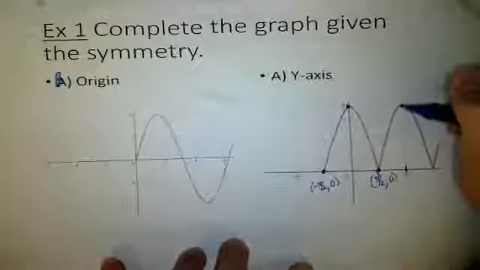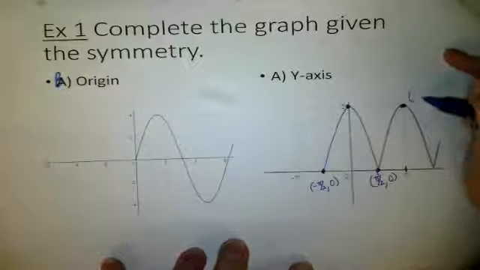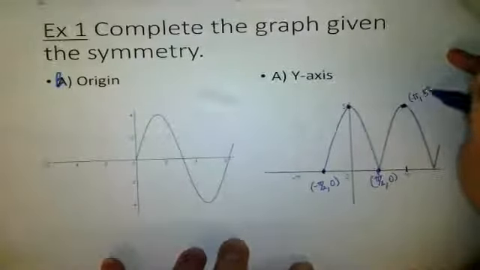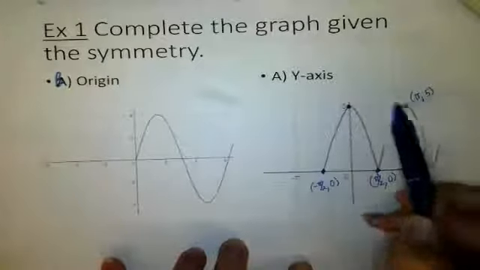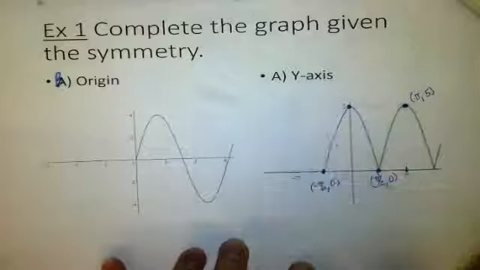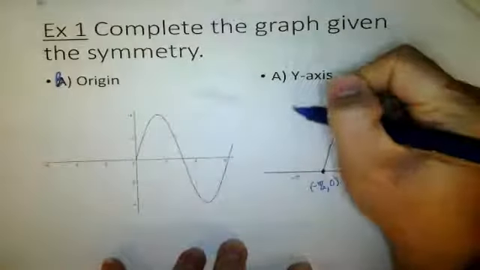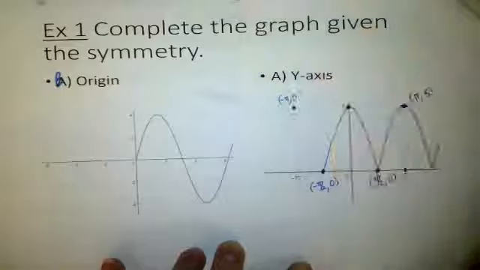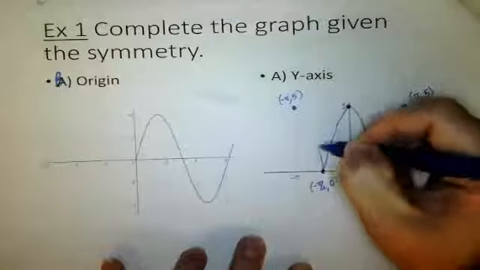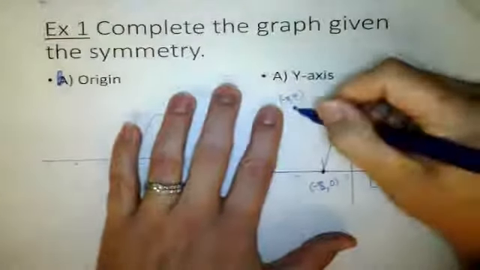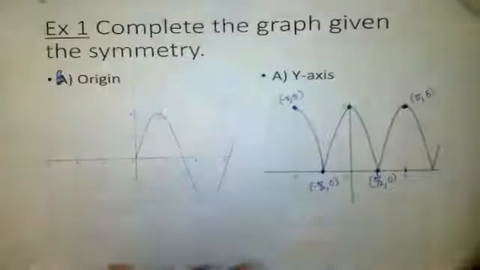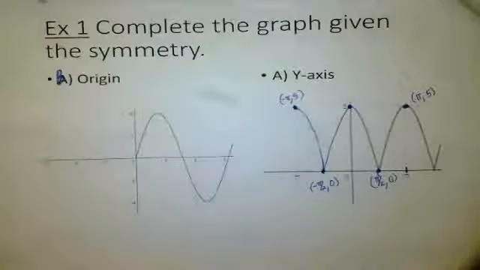And so here's another point right here. This point is pi, 5. And again, it's going to get reflected across the y-axis. So where's it going to land? Negative pi, 5. What do you notice about these ordered pairs that we've got going on here?